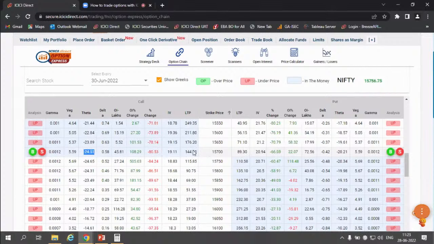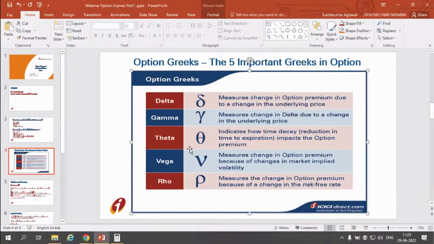This -24.5 may not work in exact same manner, because there are plenty of other Greeks that act on it, and implied volatility acts on it as well. That's how it might affect. But if everything else is constant, and if you have shorted this, you will expect this 24.5 to get reduced from the last traded price of the market, basically. So that's what theta is.